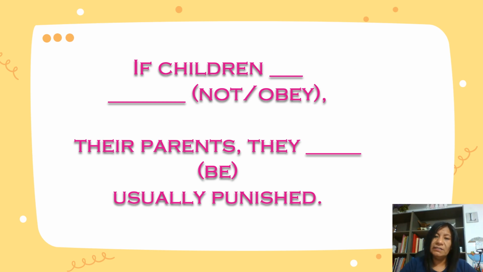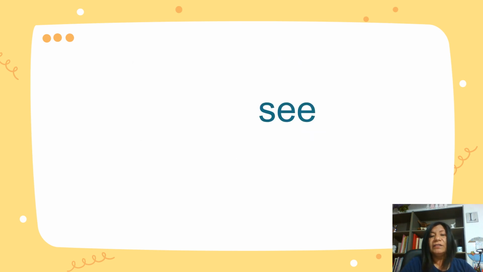Let's check it. Don't obey. Remember plural, children, so it's going to be don't. Their parents, they, is or are. In this case, which one will you use? Let's check. They are usually punished, okay? So let's check the other one.